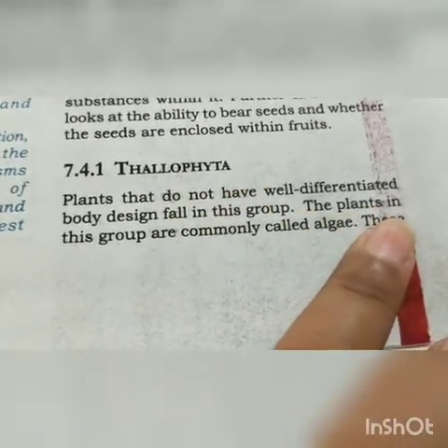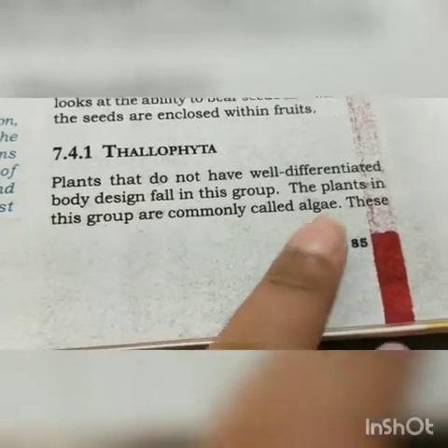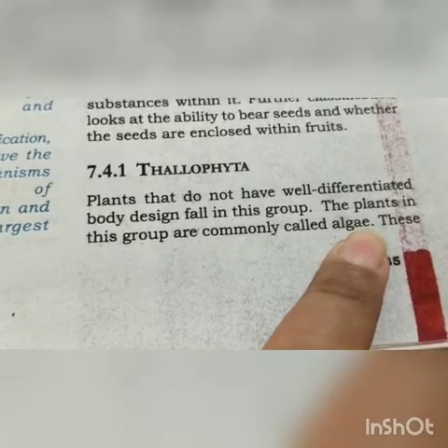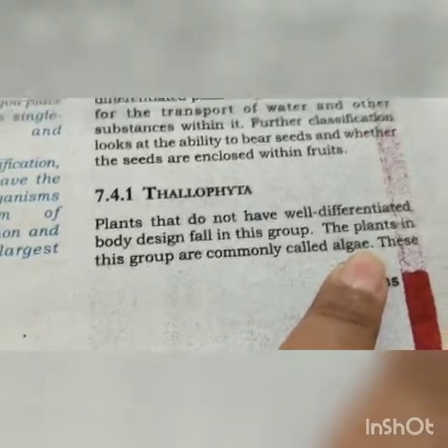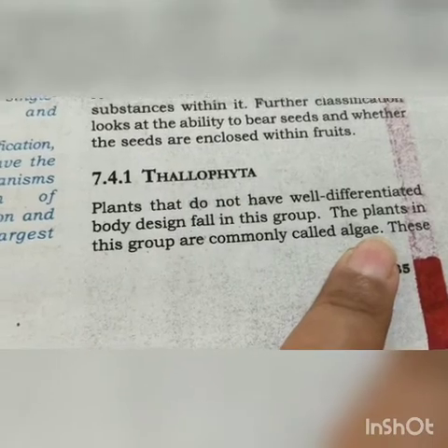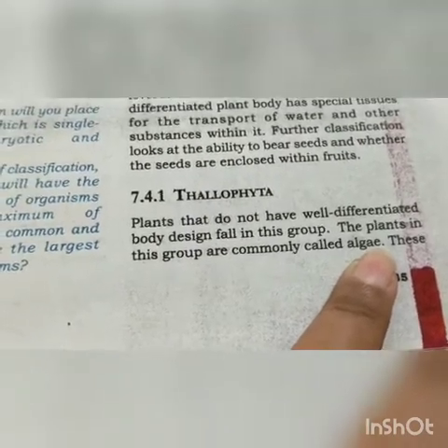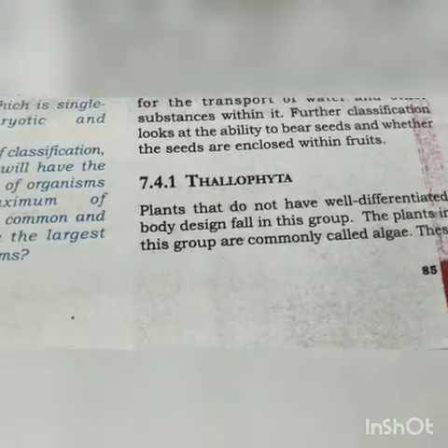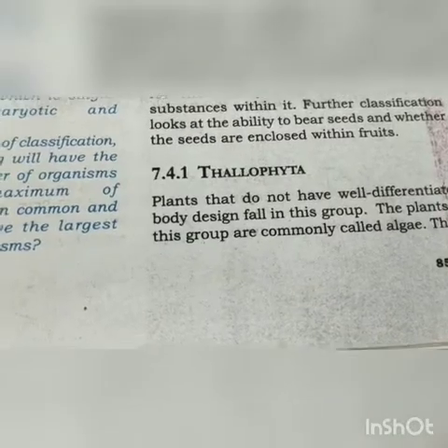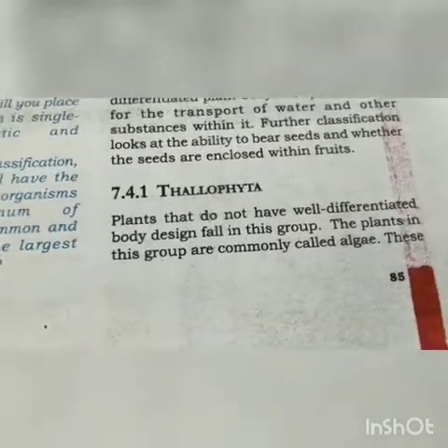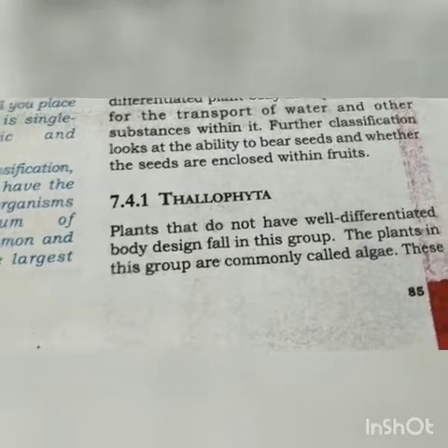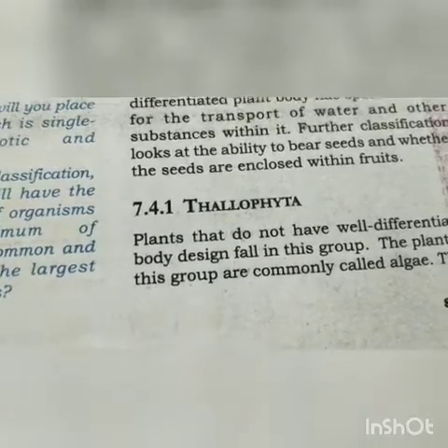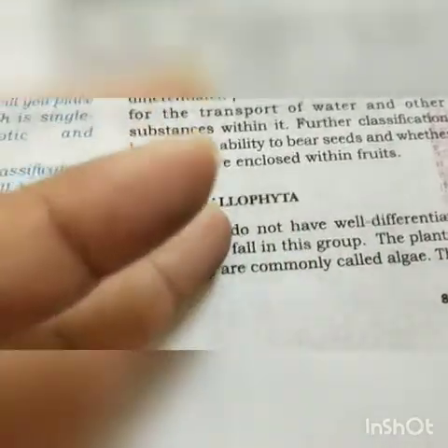The plants in this group are commonly called algae. Algae, maybe you have seen them. They are green, very small plants, and sometimes in some places or on a staircase where water continuously flows, a green slippery growth, like a carpet, will grow. That is called algae. So that is a plant, but we cannot find out where the leaves are, where the roots are. So it falls in the group Thallophyta, algae.